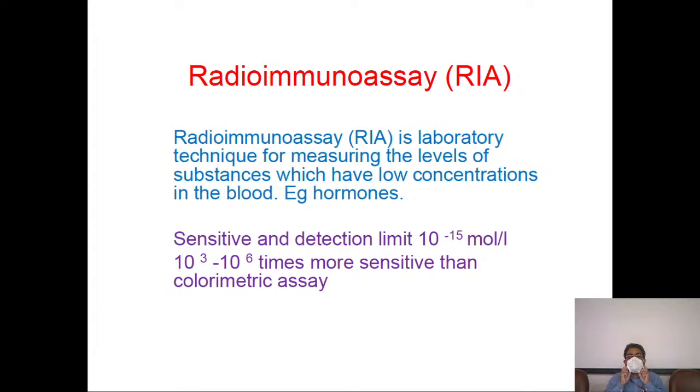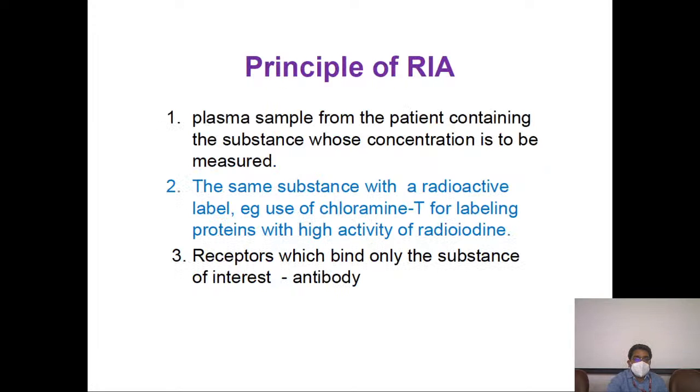Another example is radioimmunoassay. This is now not routinely used, but you should be familiar with it. There we tag with a radioisotope. Radioimmunoassay is a laboratory technique for measuring the levels of substances which have low concentrations in the blood, for example hormones. The sensitivity and detection limit is very high, that is 10 to the power 15 molecules per liter. It is 10 to the power 3 to 10 to the power 6 more sensitive than colorimetric assays.